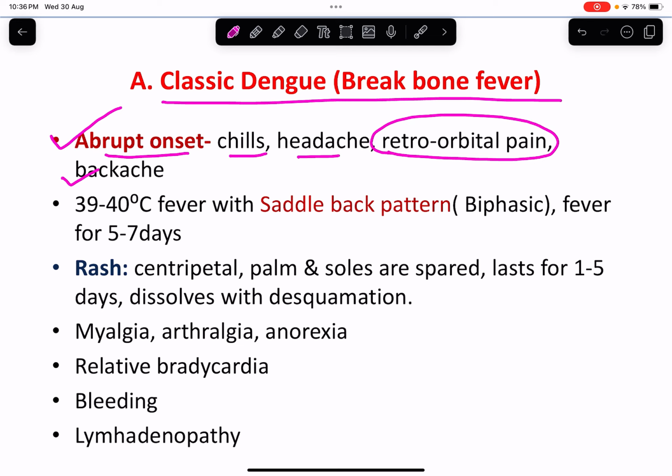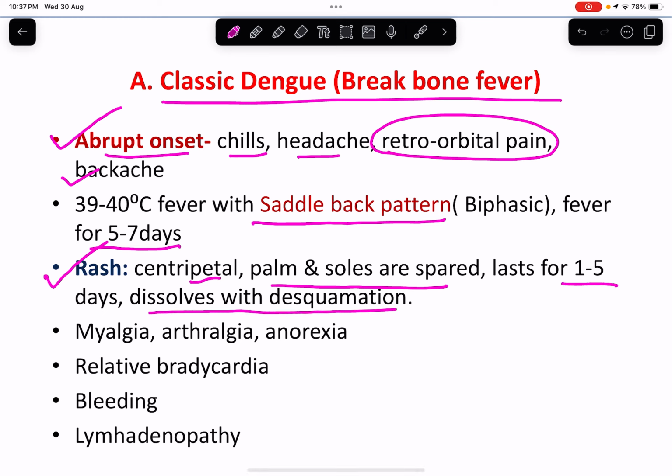The fever is also known as saddleback fever, biphasic. That means the fever will have a peak, then it will settle down, and then again there will be a peak. So saddleback pattern. Fever lasts for 5 to 7 days usually. There will be presence of rash which may be centripetal. Palms and soles are usually spared, and the rash lasts for 1 to 5 days and it dissolves with desquamation. There may be myalgia, that is muscle ache, arthralgia, that is joint pain, anorexia means reduced appetite.